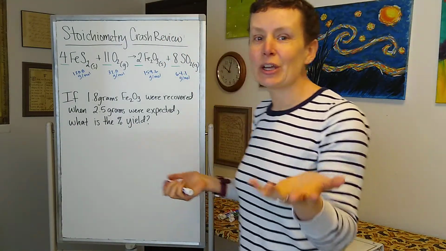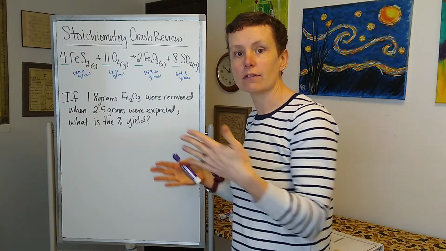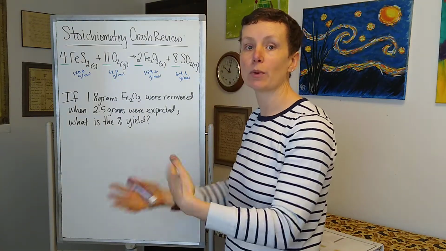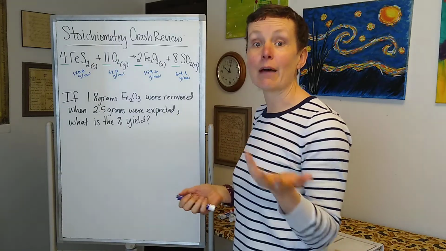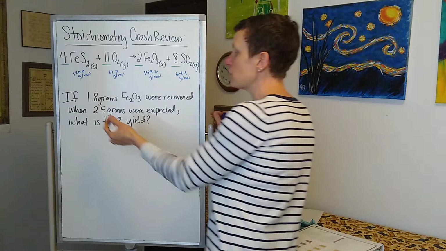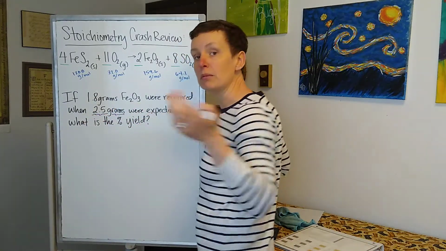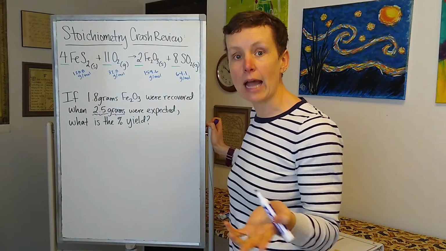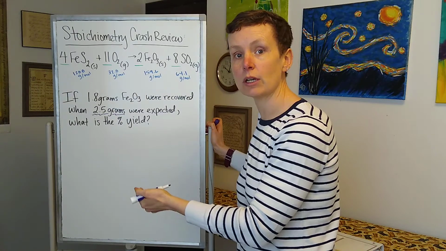Okay, quick video on percent yield. So in the last video on limiting reactants, we discovered how to figure out how much product can be made from two amounts of our reactants. And in that problem, we came up with 2.5 grams of Fe2O3 could have been made with those amounts of reactants, okay? So then the follow-up question will be a percent yield question.